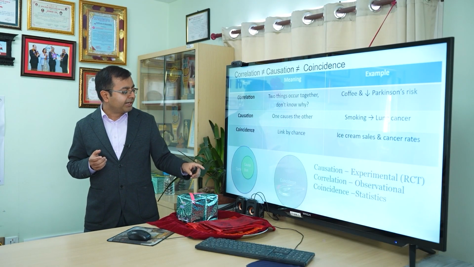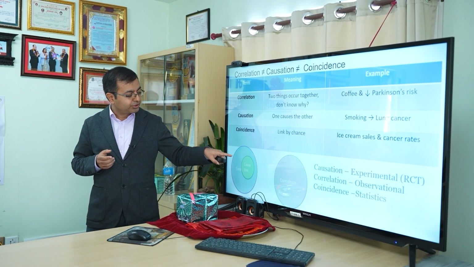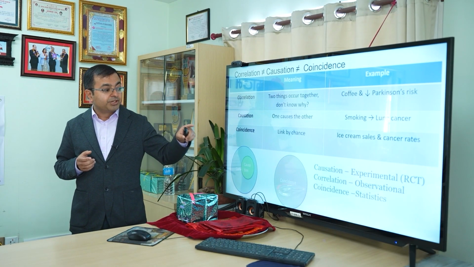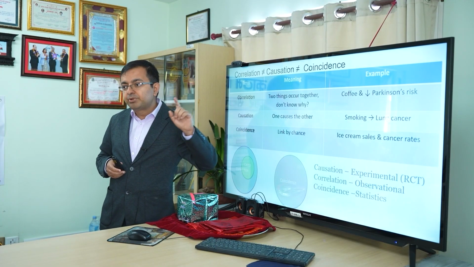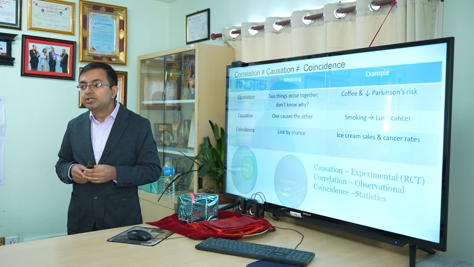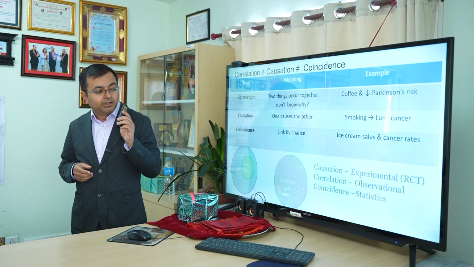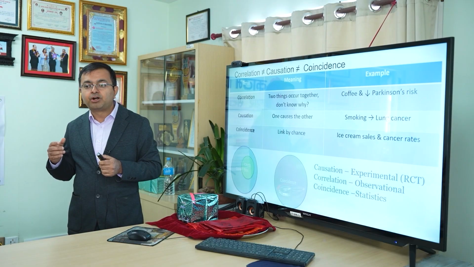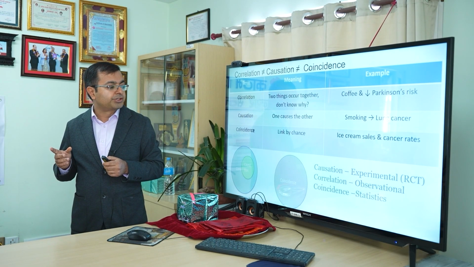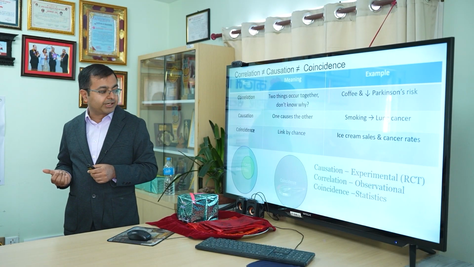If we see Venn diagram, causation is a subset of correlation. For causation, there should be correlation. Coincidence is something different. To prove causation, you need experimental data, like randomized trial. It may not be 100%. Sometimes you can do ethical experimental studies. So there are some strict criteria in which observational data may suggest causation, but the rule of thumb is to prove causation, you need experimental data.